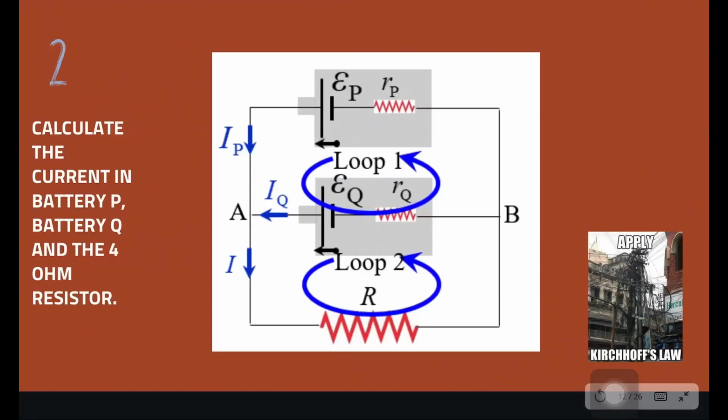Alright, so the second question is to calculate the current in battery P, battery Q and the 4 ohm resistor.